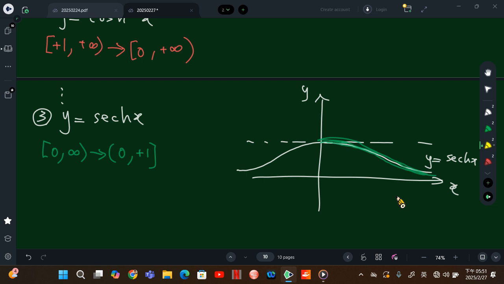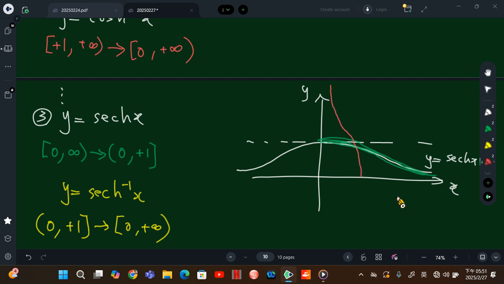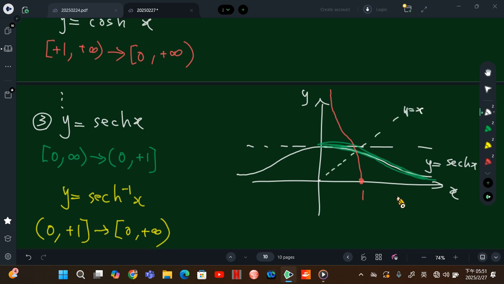So if we talk about y equals arc hyperbolic secant function, then the domain becomes from 0, not including 0, to 1, including 1, mapped to 0 to positive infinity. So the curve will be something like this. This is 1. Again, they will be symmetric about y equals x. So this one will be arc hyperbolic secant x.